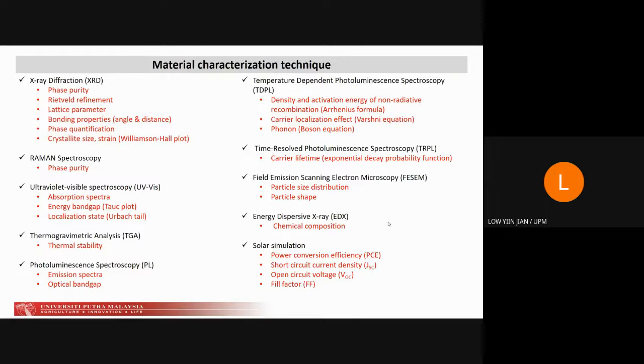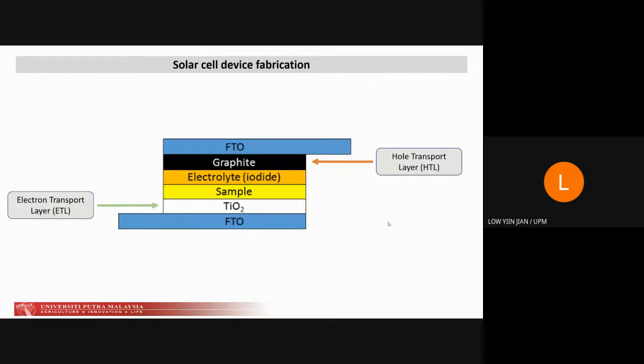And in this project, the synthesized sample will be characterized through XRD, Raman, UV-Vis, PL, TEM, EDX, TRPL, PESA, and solar simulation in order to achieve the objectives stated before. And for the solar cell fabrication, the ETL and the HTL, which are the electron transport layer and hole transport layer, will be spin coated on the conducting FTO glasses, and the sample will be sandwiched between them, and an electrolyte is applied to the sample.